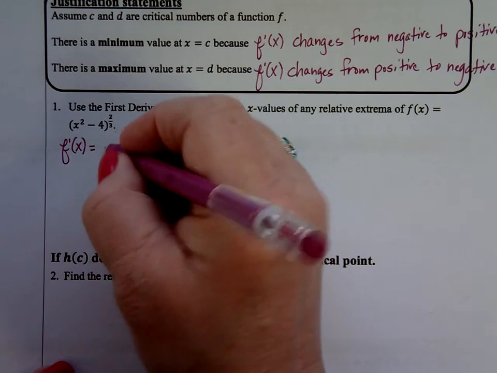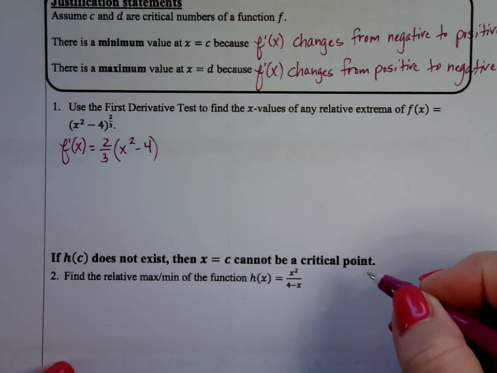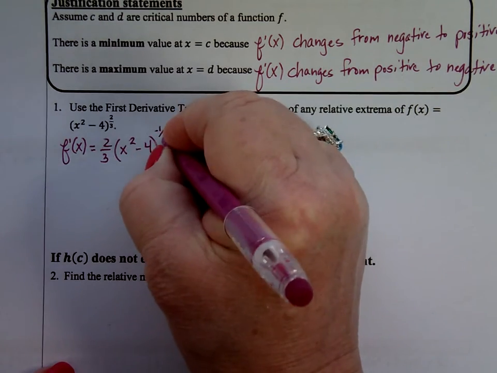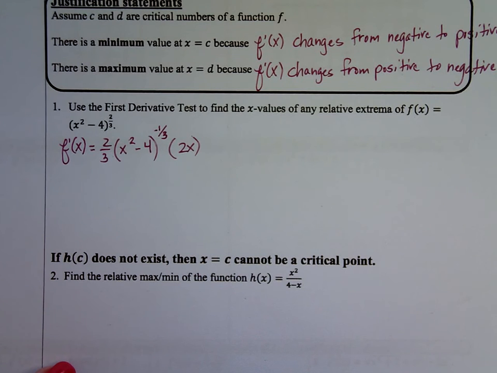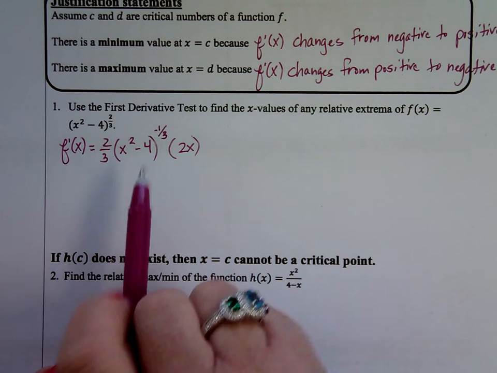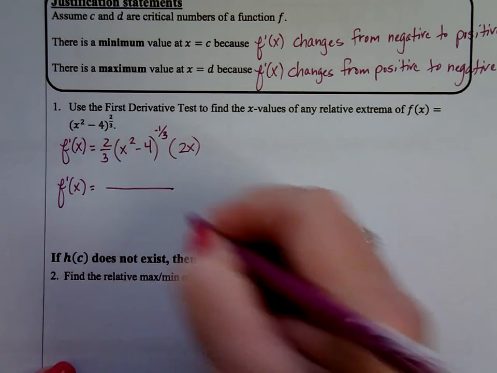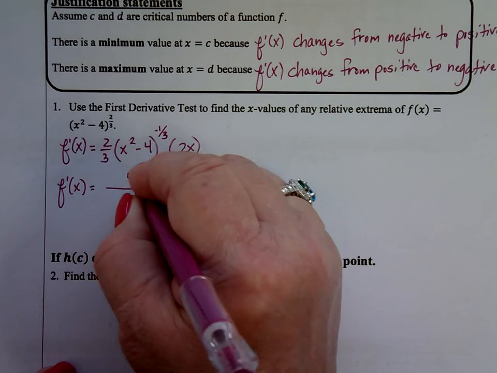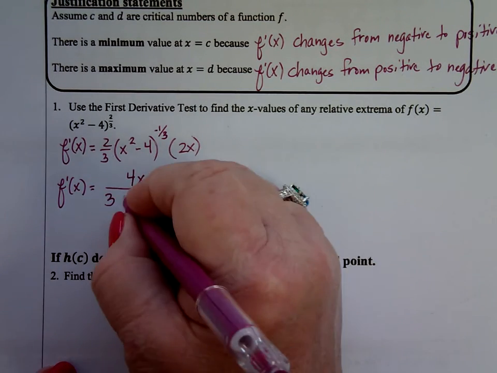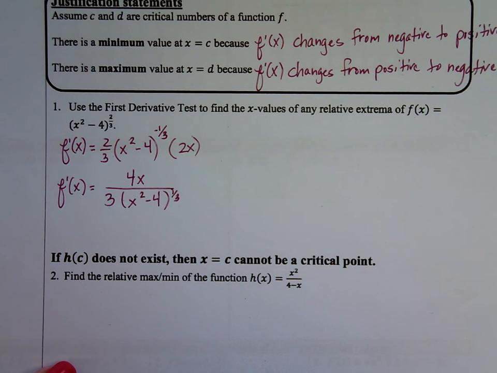First derivative, 2/3 comes down. X squared minus 4 goes to 1 less power times the derivative, chain rule, of what's inside. Then I kind of have to put it all together. So I could see that this is going to be a fraction because I have a negative exponent. So that's going to be somewhat helpful to me. Let's see. Fraction line. I have a 2 times a 2x up top, so I have a 4x up top. I have a 3 and a grouping of x squared minus 4 to the 1/3 power on the bottom. You could put that as a cube root if you want.